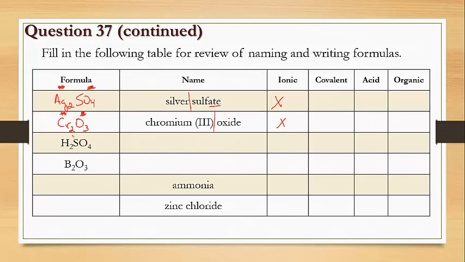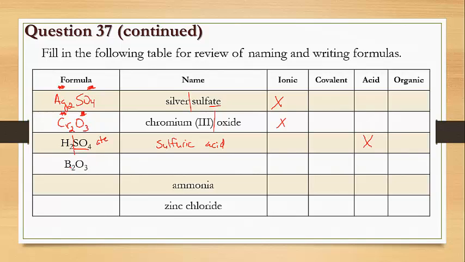All right, the next one, I see that hydrogen at the beginning, so I know that that is an acid. So I pay attention to that second part, which is SO4, and that's an ending of ate, sulfate. So you change it from sulfate to sulfuric and ending in acid.